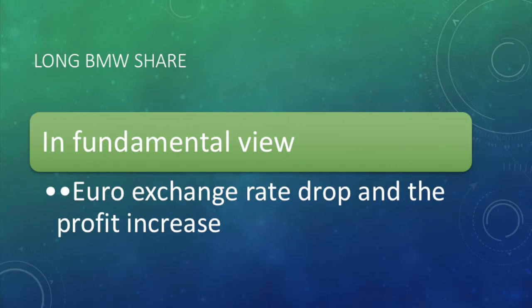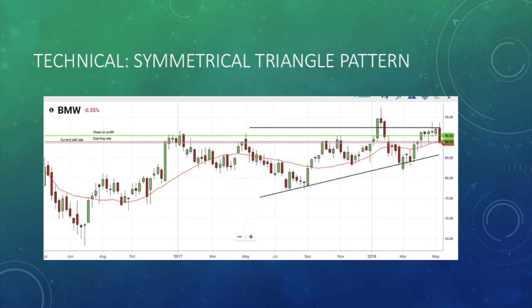Another investment that I have made is long BMW shares. BMW is one of the largest exporters in Germany. In the fundamental view, the euro exchange rate has dropped 0.4% as mentioned above. The reduction of the exchange rate will benefit its profit and sales as well. In the technical view, you can see the graph has formed a symmetrical triangle pattern. It is one of the famous patterns in technical analysis. After the calculation, the breakout will be around 90.45 euro, and now the price is around 89 euro. That's the reason why I long the BMW shares.